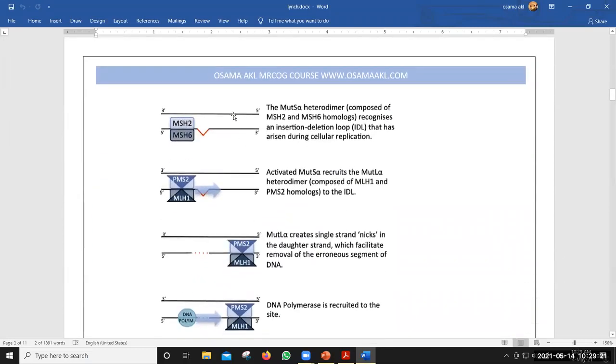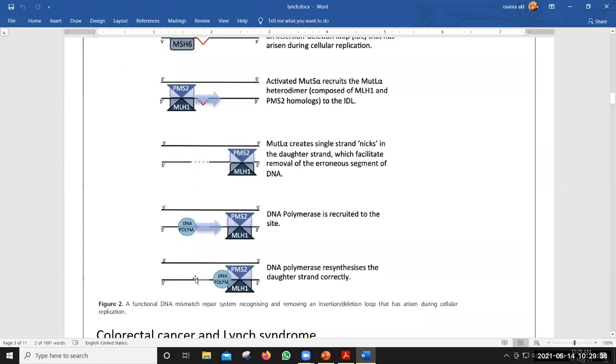Here, the line above is the primary DNA. The one below is the new DNA strand. As you see, this red color is a mistake in the new DNA. So what will happen? There will be repair. At the end, we have a normal new copy of DNA similar to the primary one. This is normal. If there is Lynch syndrome, mismatch repair will not happen. And here comes the problem.